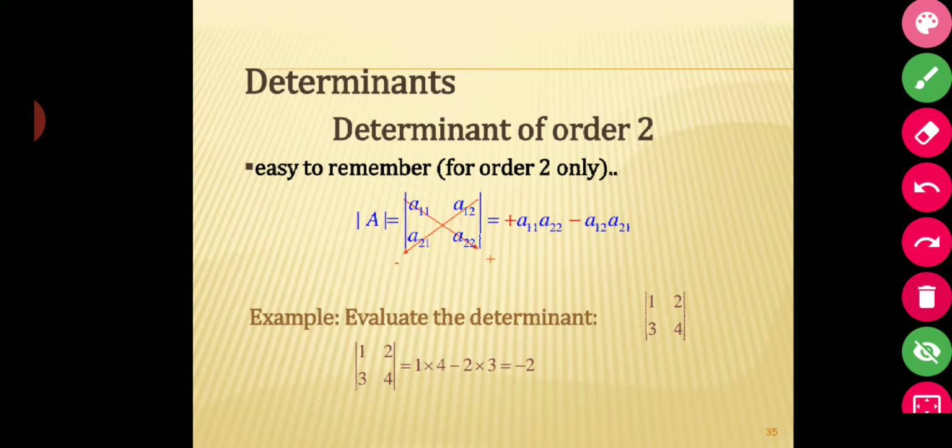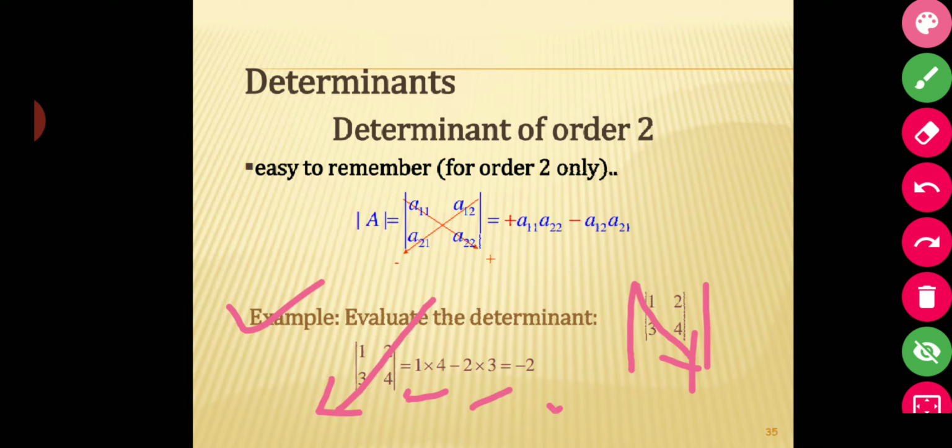Take an example. Evaluate the determinant of 1, 2, 3, 4. First you multiply 1 with 4, that is 1 into 4, and with negative sign you go through this direction. Then you get the value of the determinant of 2 by 2 order, which is minus 2.